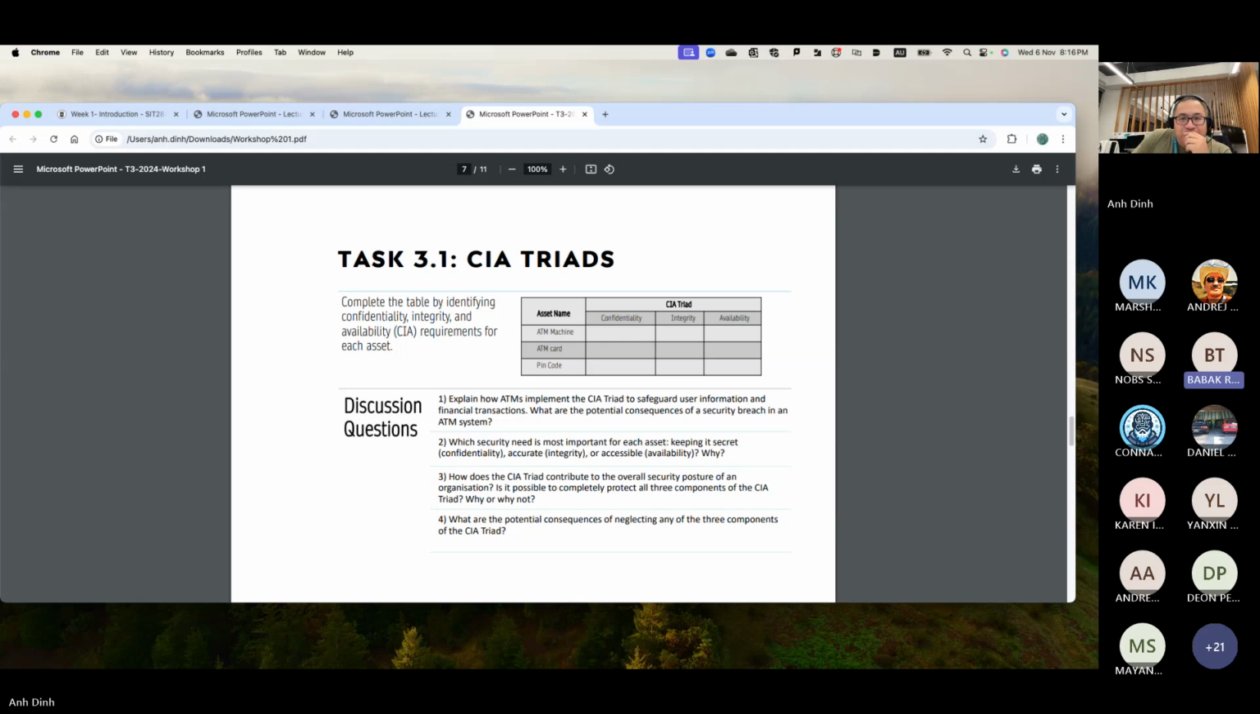Babak, yeah? I think for an ATM machine, given that it is a business related device, the availability would be the most important. As I understand, these devices have a primary network and a backup.